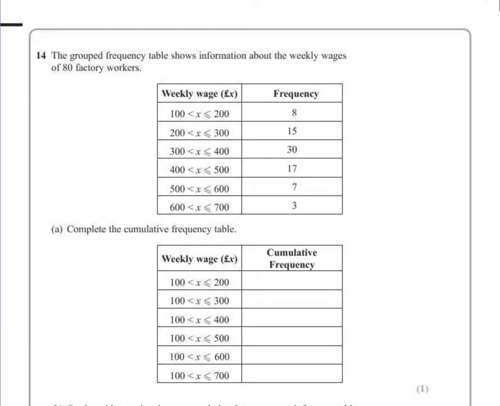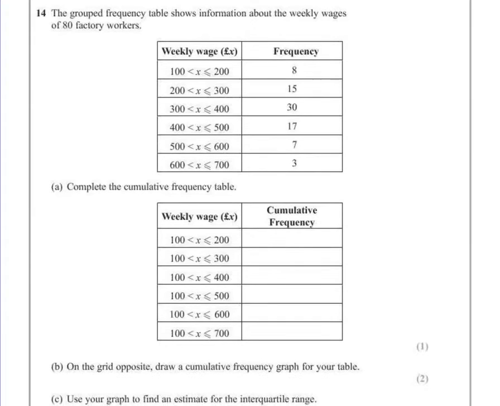Question 14. The grouped frequency table shows information about the weekly wages of 80 factory workers. Part A. Complete the cumulative frequency table. So cumulative means that we're going to add up each value as we go. So in the first group between 100 and 200 we still only have 8 people. But the next group we're between 100 and 300, which means we're taking our first value and adding the next one to it. So 8 add 15 will be 23.